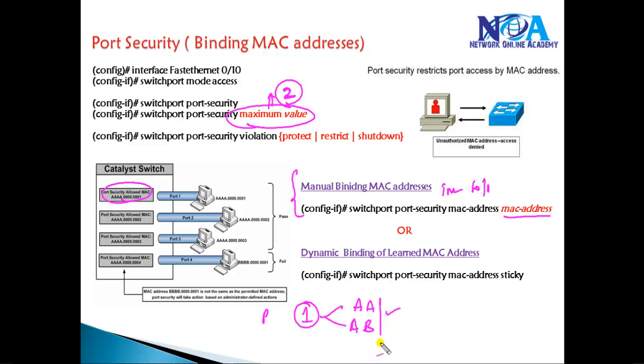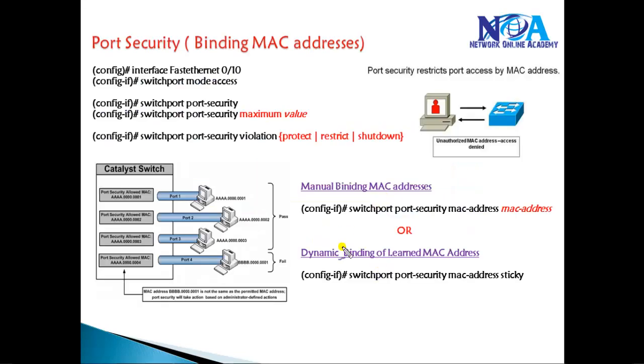And if it learns any other MAC address other than these 2, the third MAC, let's say I'm receiving XY, in that case it's not going to accept the traffic from this particular port. And as per the default violation rule, if I say shutdown, it is going to simply put the port into error disabled state.